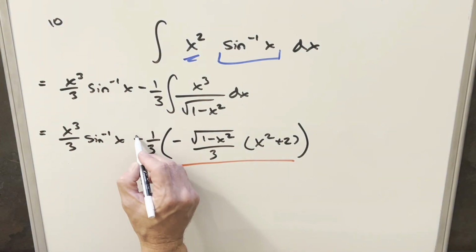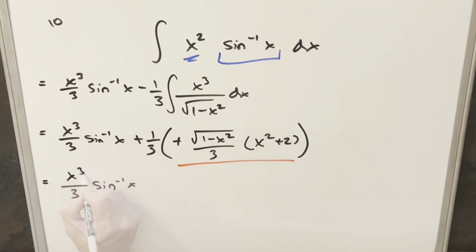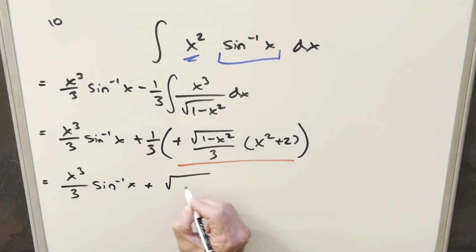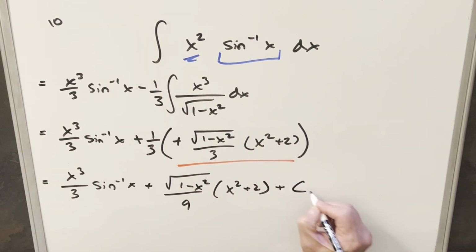First, minus times minus changes these both to pluses. Copy down this part. Multiply 1/3 times 1/3 and get a 9th, so we end up with the square root of 1 minus x squared over 9 times x squared plus 2. Add a plus C, and that's it.